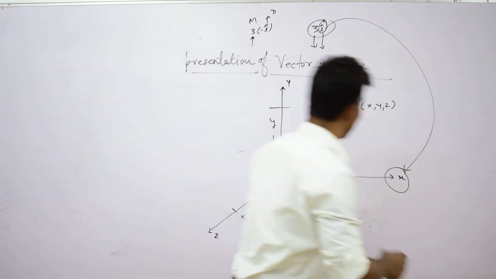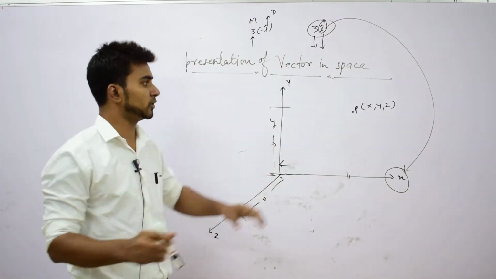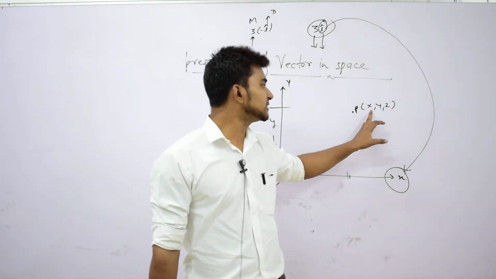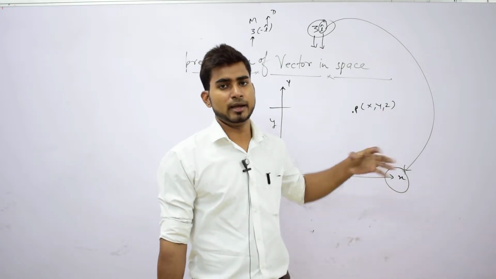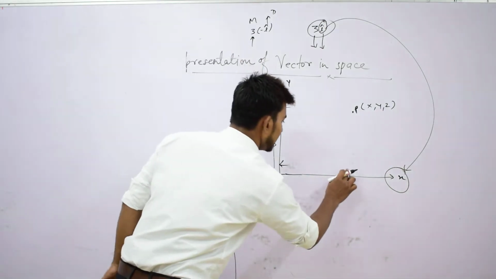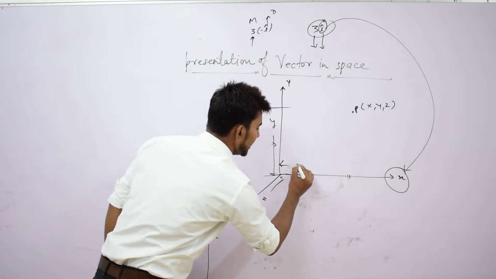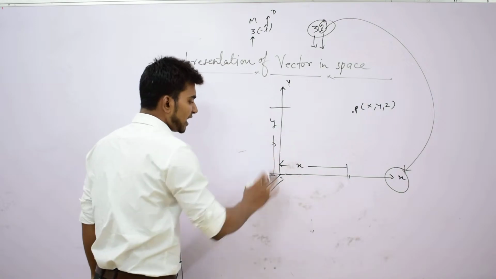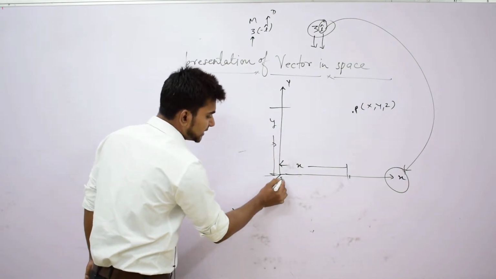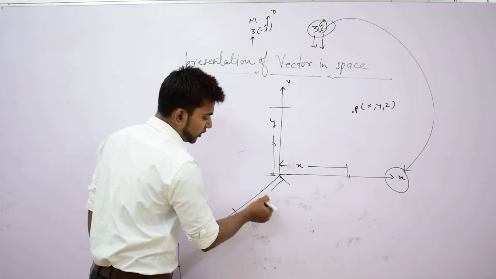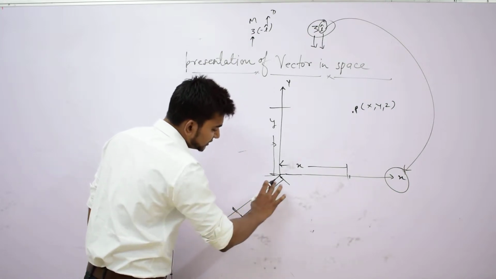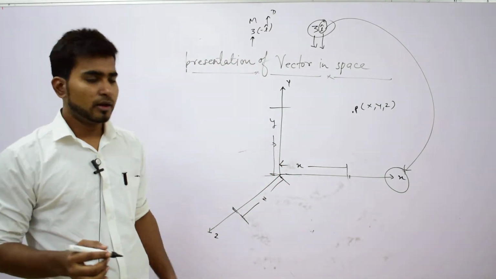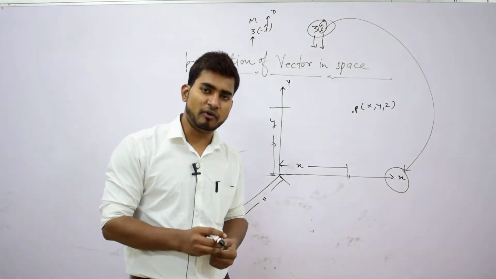Okay. Now come again to the beginning portion. This point P having the coordinates x, y, z means in the x axis it has x magnitude, in the y direction it has y magnitude, and in the z axis the displacement or location is at z distance. Okay. So if we need to explain this particular point with the help of a vector, how can we explain it?